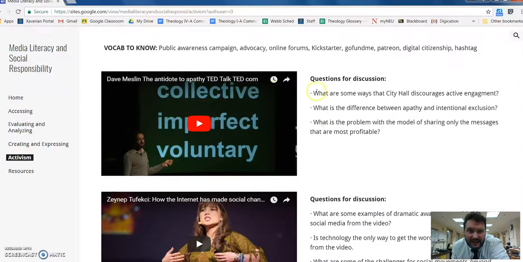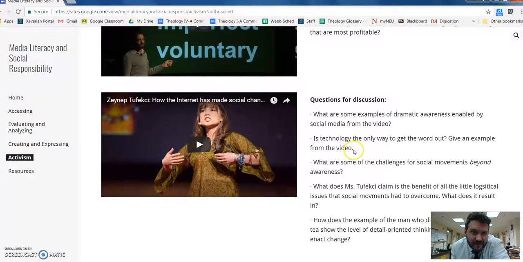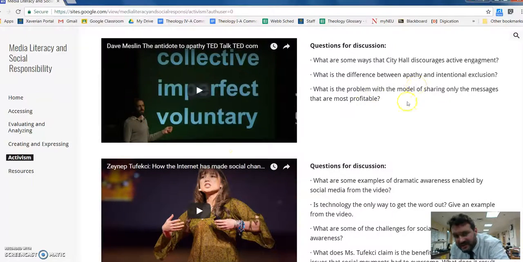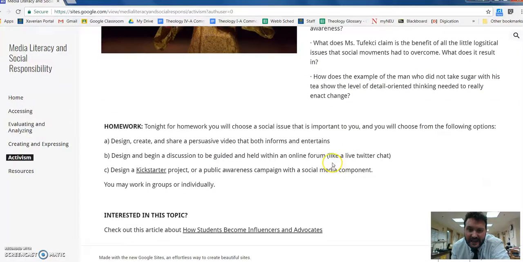They're going to study some vocabulary, and then there are a couple of really great TED Talks that are going to help students to consider what active engagement with the community looks like. And we have some questions for discussions here. So students will watch the videos, engage in the discussion questions, watch the next video, engage in more discussion questions. And that will take up pretty much the entire lesson.